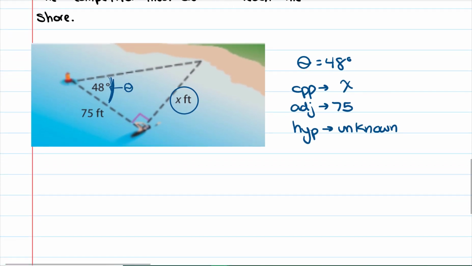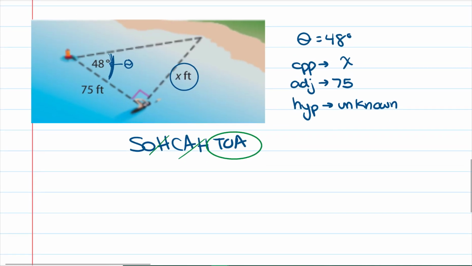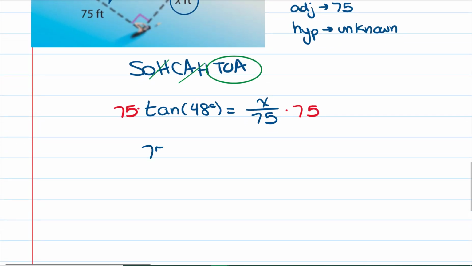So because I have opposite and adjacent, let's determine which trig function I'm going to use. Well, I don't know anything about the hypotenuse, so sine and cosine are out. So I have to use tangent. So I get tangent of 48 degrees is equal to opposite over adjacent, so x over 75. Then you multiply both sides by 75. You get 75 tangent of 48 degrees is equal to x.